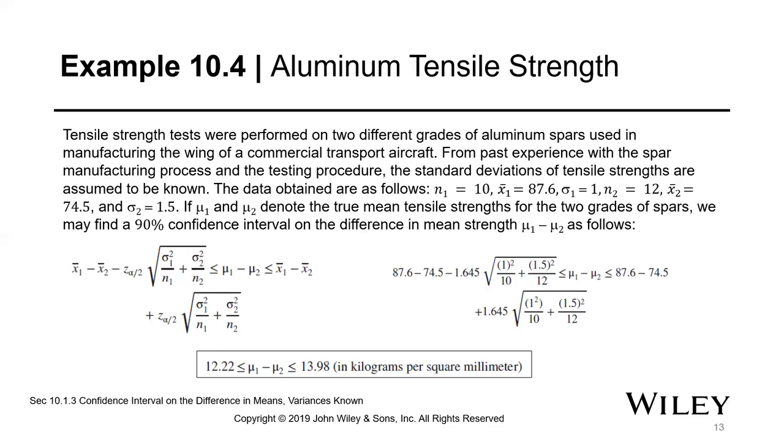13.1 minus the Z alpha divided by 2, which is 16.45. So we have 1 squared over 10 and 1.5 over 12, all that square rooted. Then you do it again on the other side. All calculates to be between 12.22 and 13.98. So you have a difference between those two of about 12.2 to almost 14.